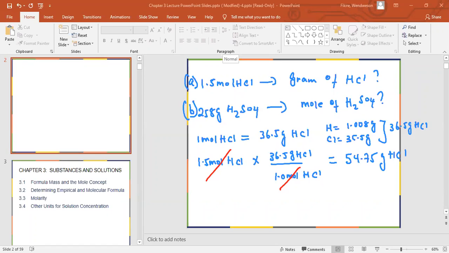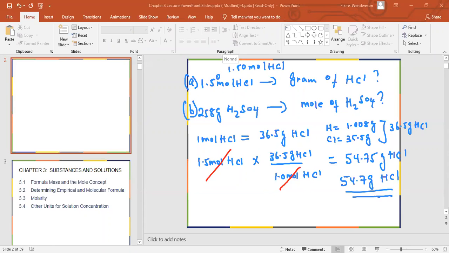Also, significant figures are very important in this case. Please don't be tricked with significant figures. If I have 1.5, I would say 1.50 mole of HCl, so I put 1.50 mole of HCl to make this three significant figures. So I have 54.7 grams of HCl. That should be the answer.